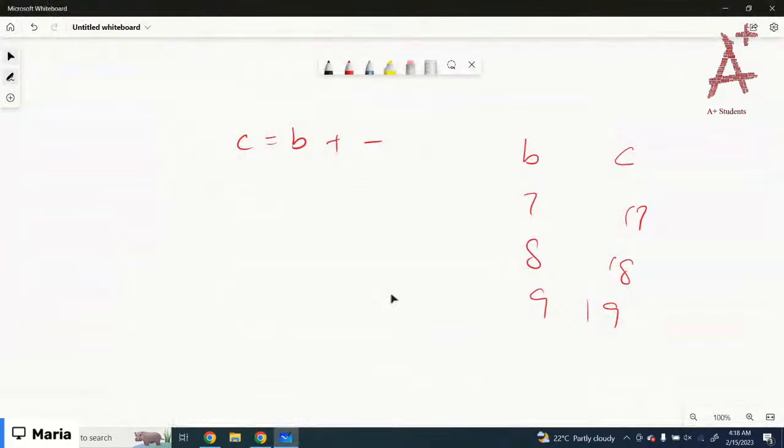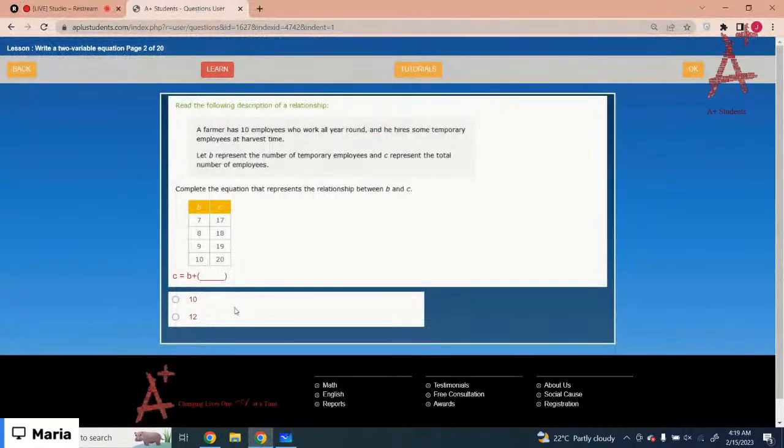So here you have B. 7 plus what number is 17? 7 plus 10 is 17. 8 plus 10 is 18. 9 plus 10 is 19. That means for each value of B you have to add 10 to get C. Got it? So it would be C equals B plus 10. So the equation is C equals B plus 10.